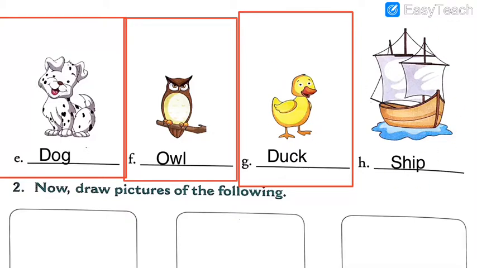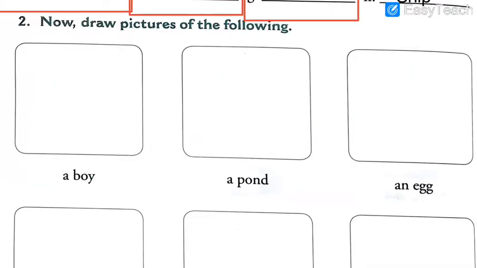I hope you have solved all the 4 photos from this page and from the previous page. So, in all, 8 answers we have solved. Good job done by the students who are writing properly. Now students, moving on to the second exercise.